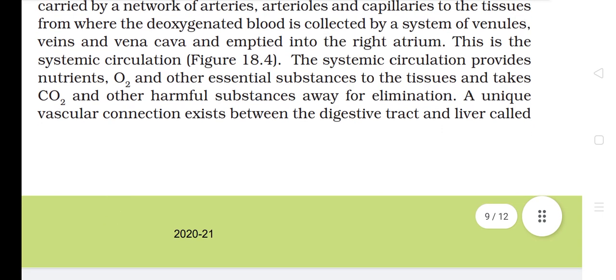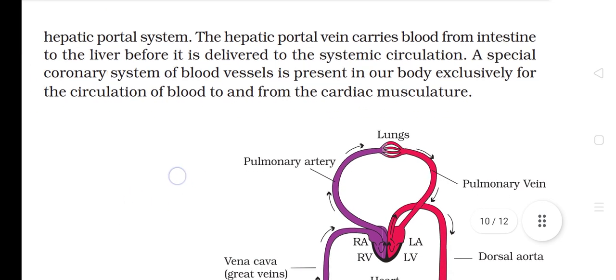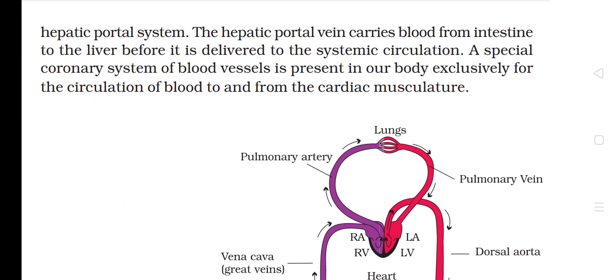The systemic circulation provides nutrients, O2, and other essential substances to the tissues and takes CO2 and other harmful substances away for elimination. A unique vascular connection exists between the digestive tract and liver called the hepatic portal system. The hepatic portal vein carries blood from the intestine to the liver before it is delivered to the systemic circulation. A special coronary system of blood vessels is present in our body exclusively for the circulation of blood to and from the cardiac musculature.